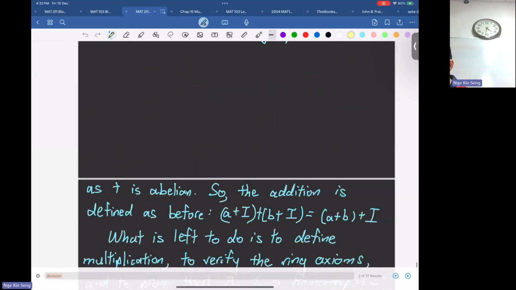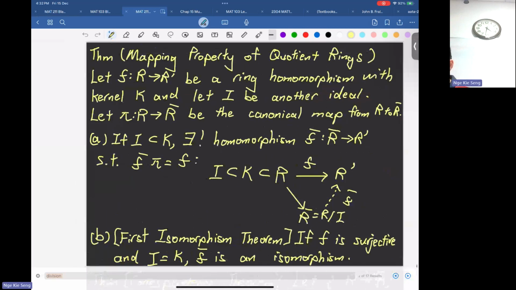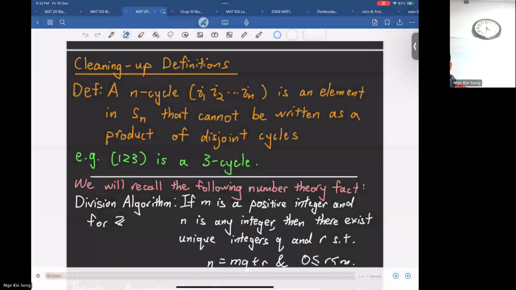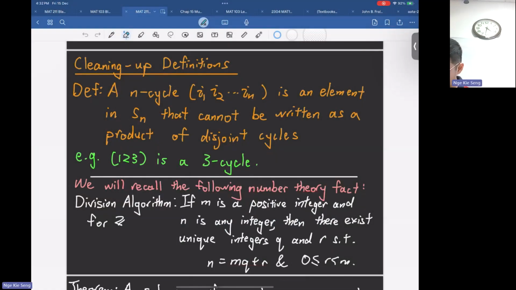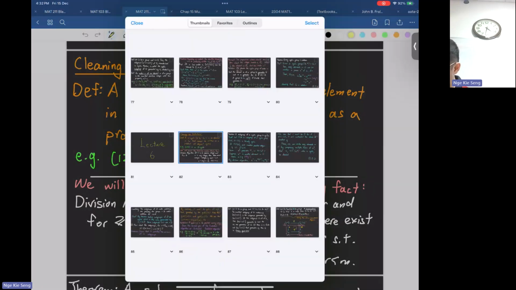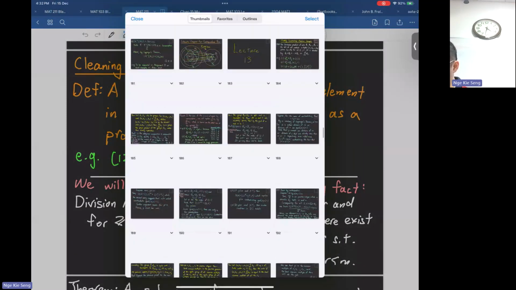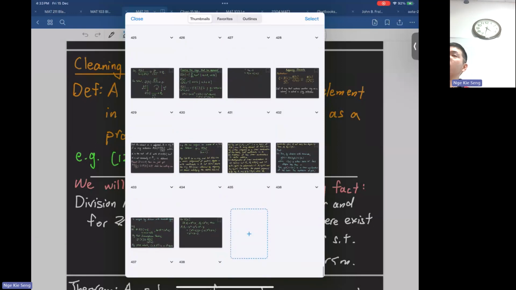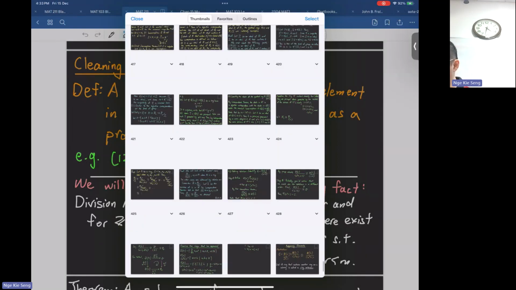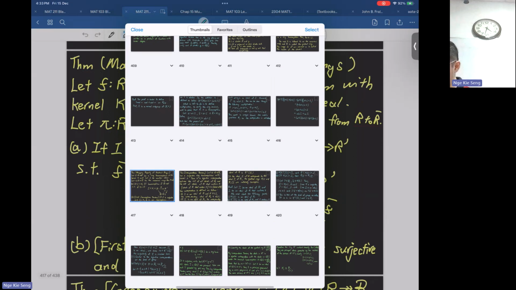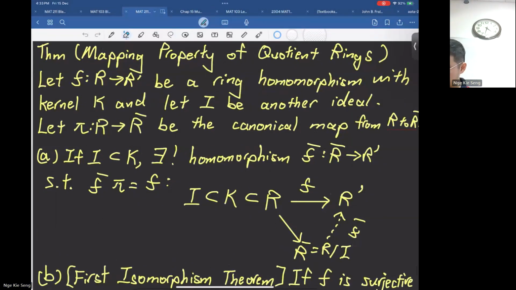So maybe I just show it. I don't want to write it out because it's the same property here. So what's the mapping property of the quotient ring? You have a surjective homomorphism of rings now, right? And then you need to check what's the kernel of this surjective homomorphism. This kernel is an ideal, so you can quotient your domain by this ideal, and it should be isomorphic to the image.